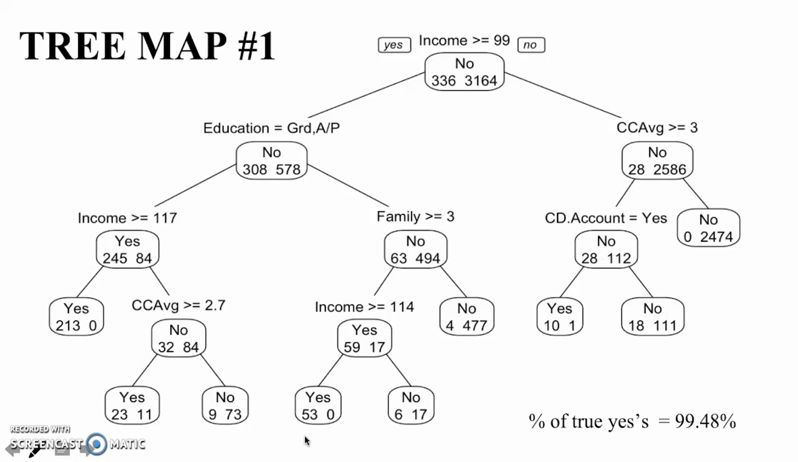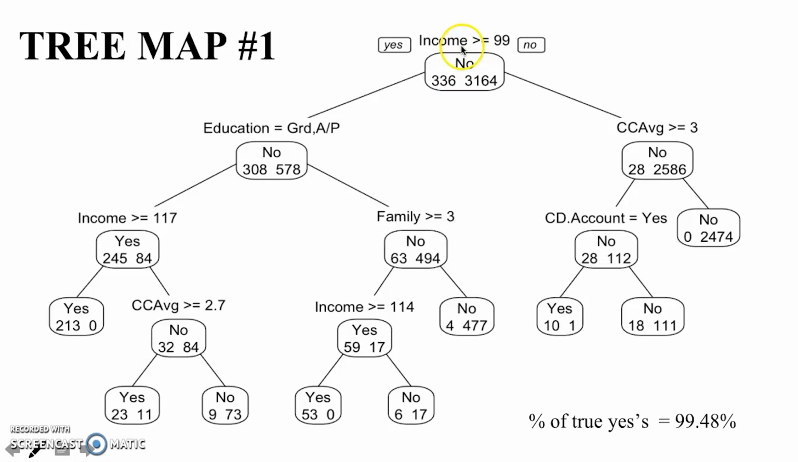So here we have our first example of a tree map. You can see that up here, it represents how many people said yes to personal loans and how many people didn't say yes. So on the left side, we have the yeses, on the right side, we have the nos. And then right here, this tells us whether the majority accepted the loan or not. So in this instance, no, the majority of people did not accept the loan. So each split represents a variable based on whether or not they accepted the loan.